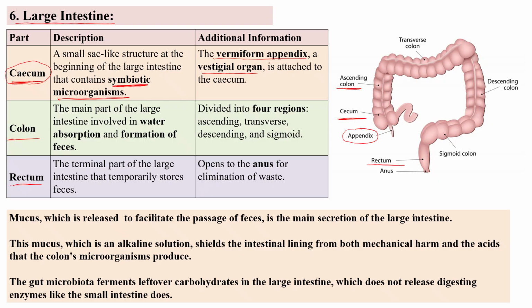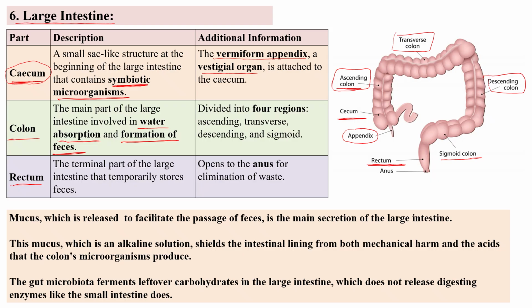Now we come to the next part, that is the colon. It is divided into four regions: ascending colon, transverse colon, descending colon, and sigmoid colon, that is S-shaped. And the colon is mainly involved in water absorption. Most of the water is absorbed here, and the formation of feces takes place. Then the last part or the terminal part is the rectum, which temporarily stores the fecal matter or the feces and opens to the anus for the elimination of waste.